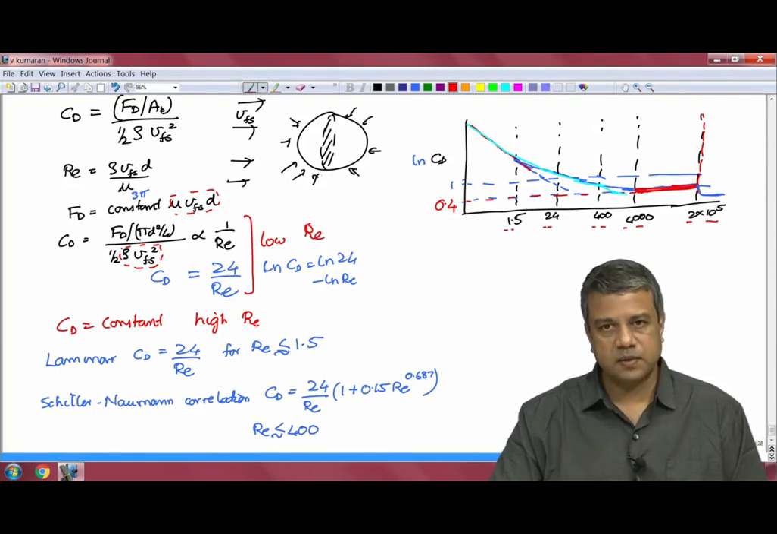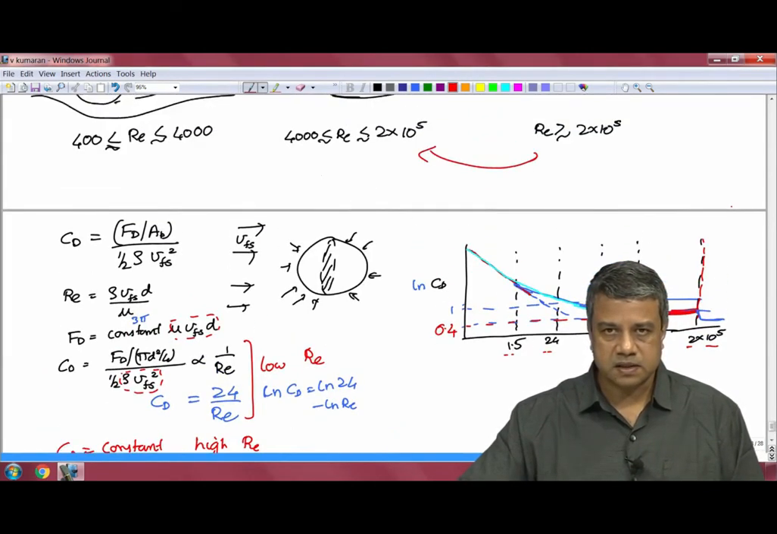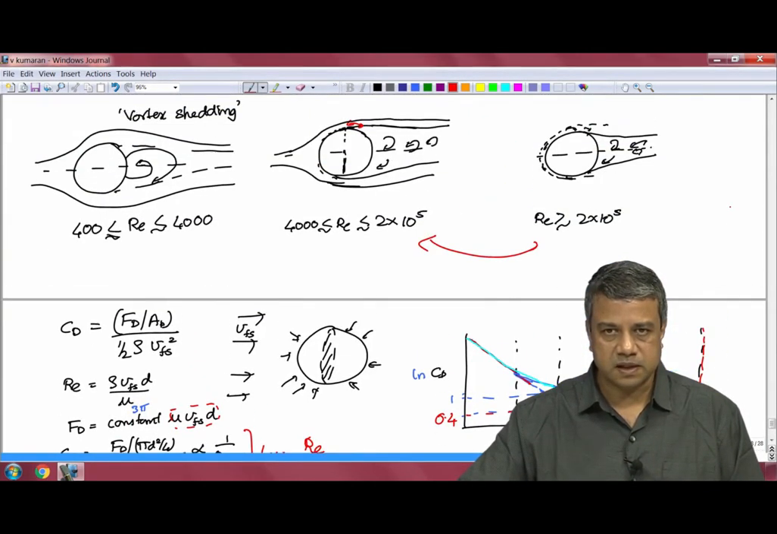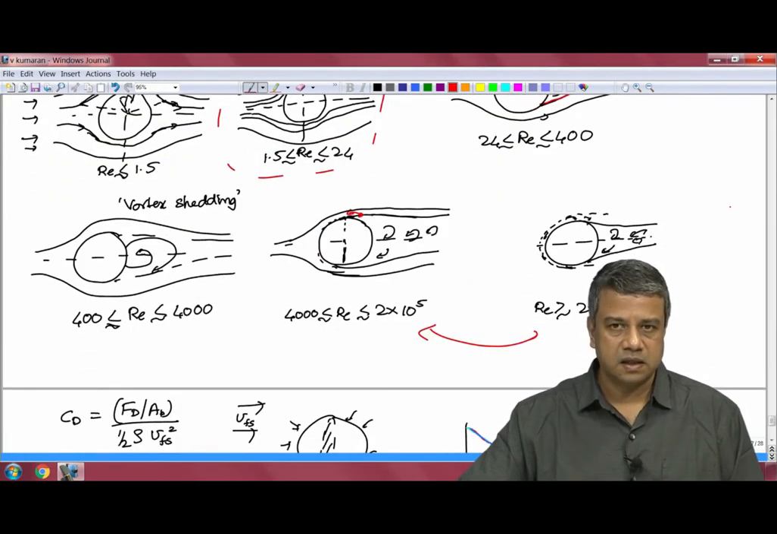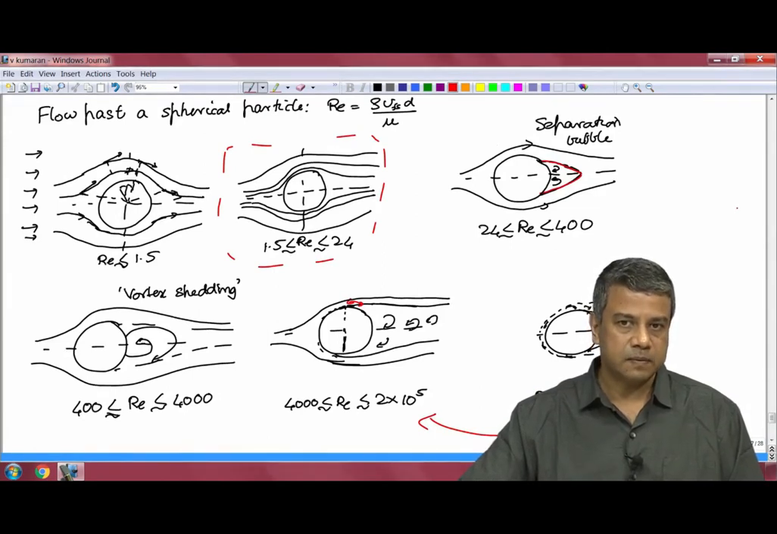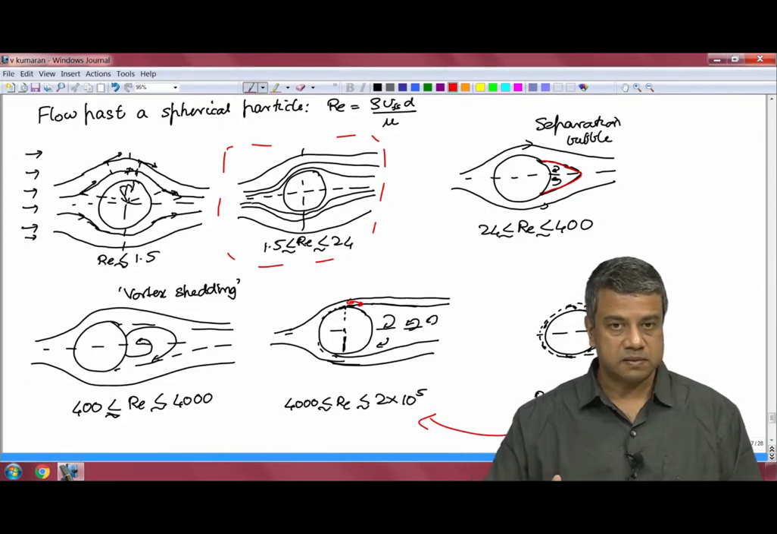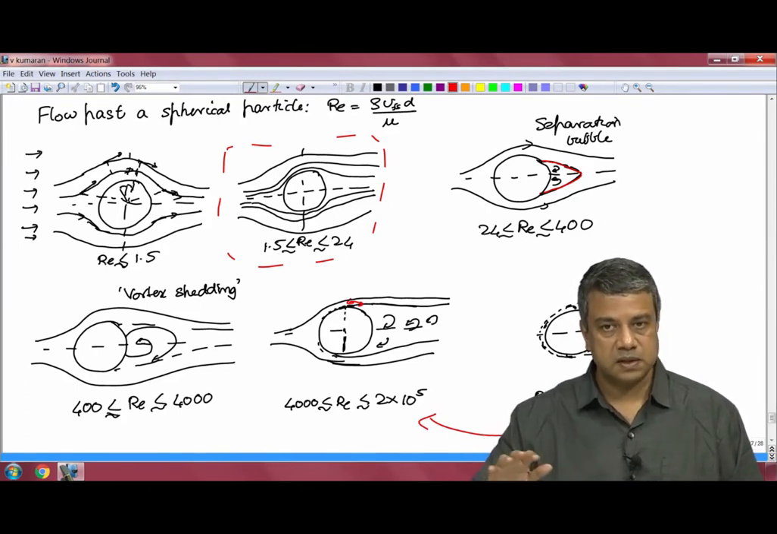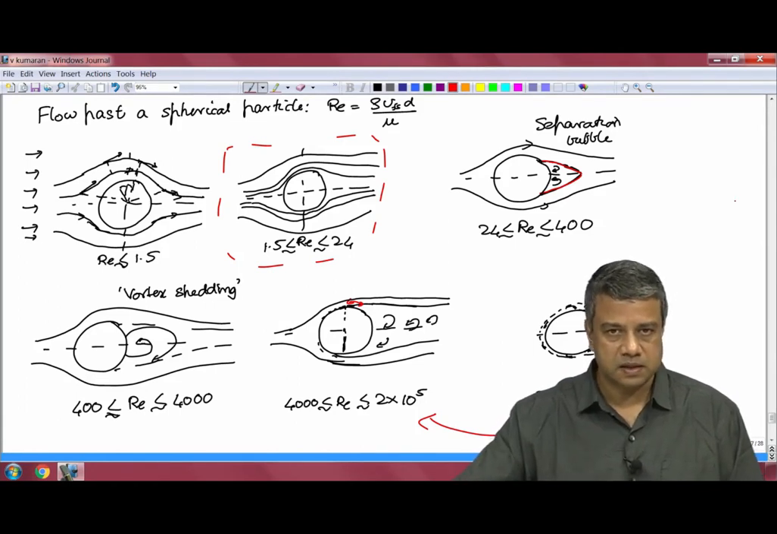So, this is a summary of the drag coefficient for the flow past a sphere and the types of flow profiles, the types of characteristic flow patterns that are seen in the flow past a sphere. This is different from a flat plate or a pipe where you see a transition between only two distinct regimes. Here you see multiple regimes as the Reynolds number of the flow past the particle is increased.